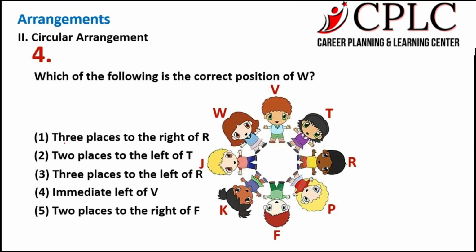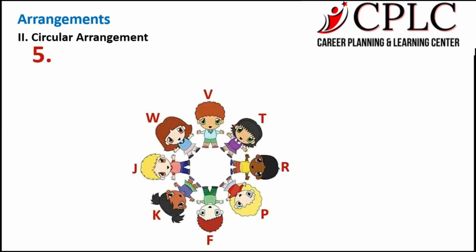And let's go with answer option. The first answer option says 3 places to the right of R. So this is W, this is R. R is also facing inside. So his right will be anti-clockwise. And yes, first 1, 2, and 3. Third position on the right side of R is W's position. So that automatically becomes the first correct answer. No need to look at the other answer options and just move on to the last one.